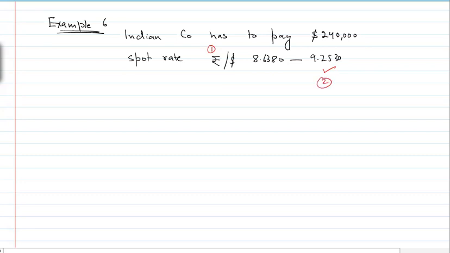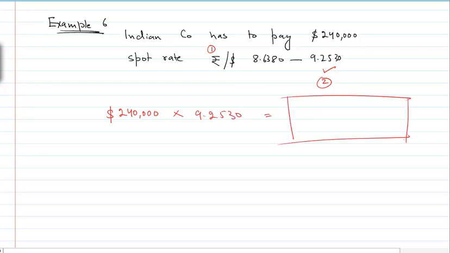Step number two. Now divide or multiply. Now $1 is equal to more than one in rupees. It means we are going to multiply it this time. So $240,000 multiplied by the bigger rate, 9.2530, and that will be the amount in rupees.